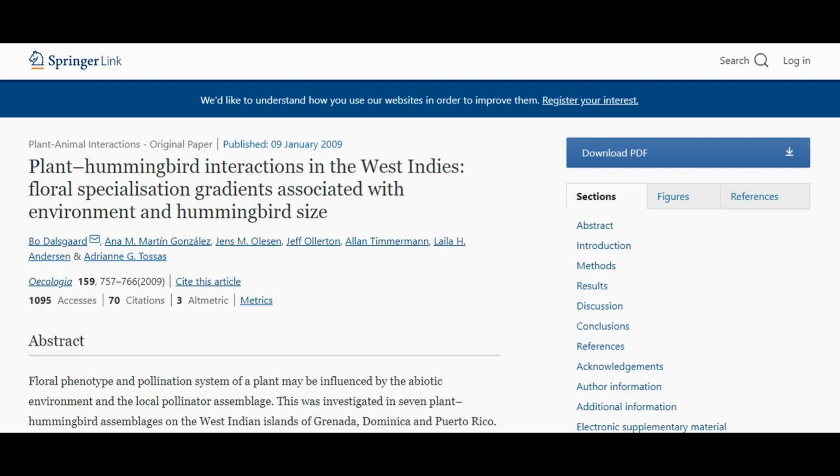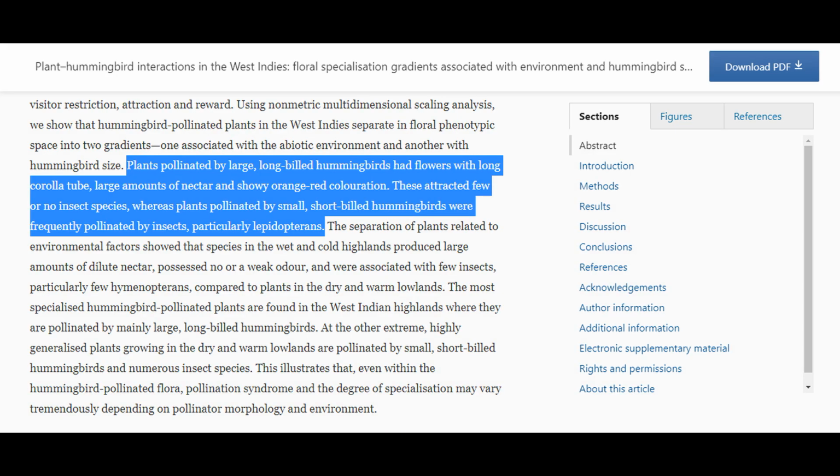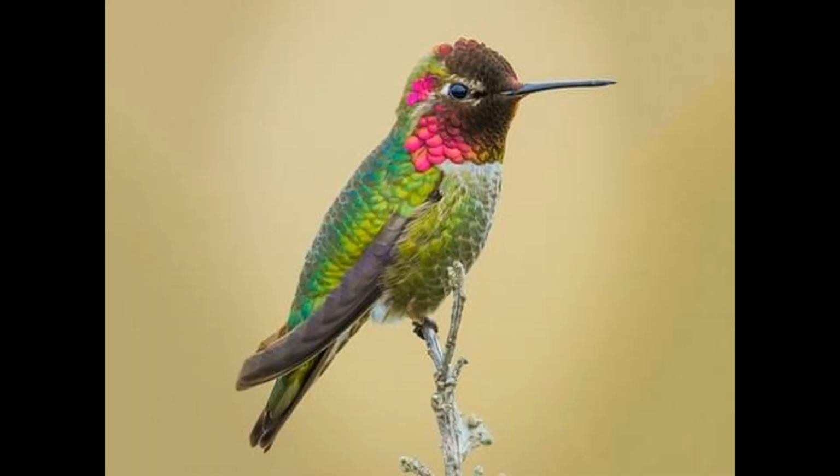In a study on plant-hummingbird interactions in the West Indies, researchers found that, quote, plants pollinated by large, long-billed hummingbirds had flowers with a long corolla tube, large amounts of nectar, and showy orange-red coloration. These attracted few or no insect species, whereas plants pollinated by small, short-billed hummingbirds were frequently pollinated by insects, particularly lepidopterans, close quote. So that's the hummingbirds, diminutive avians closely related to swifts that evolved in the early Cenozoic and have proliferated, co-evolving with flowers.